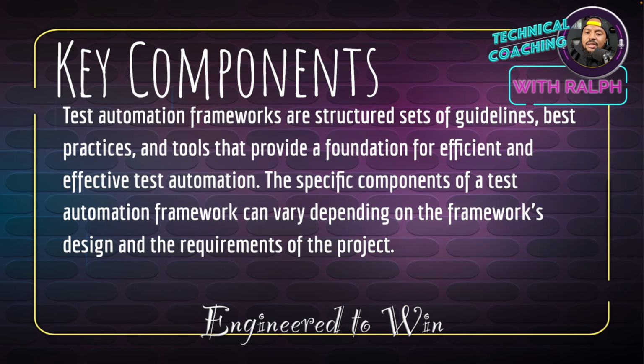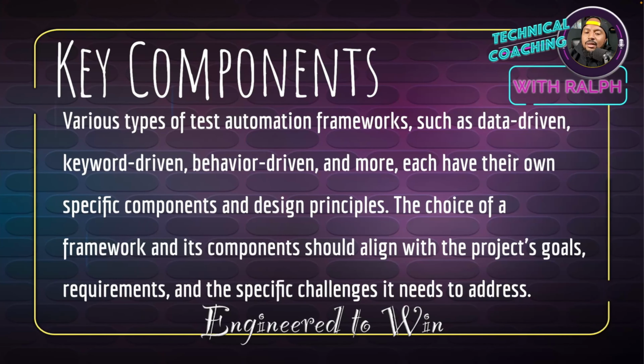All right, so what are some of the key components of test automation frameworks? Test automation frameworks are a structured set of guidelines, best practices and tools that provide a foundation for efficient and effective test automation. The specific components of a test automation framework can vary depending on the framework's design and the requirements of the project. Right? So then various types of test automation frameworks such as data driven, keyword driven, behavior driven, and more each have their own specific components and design principles.